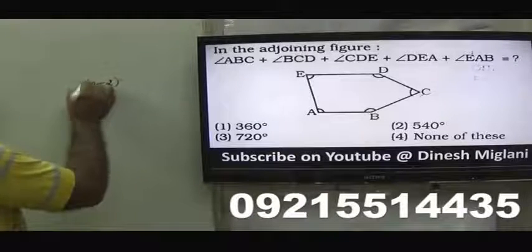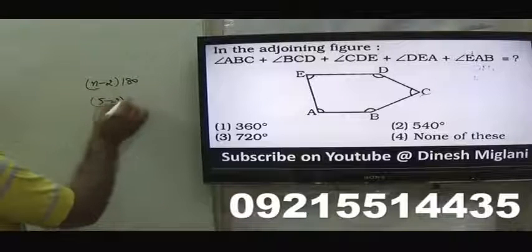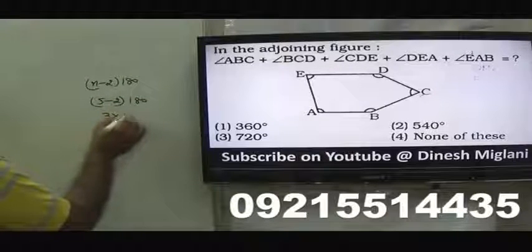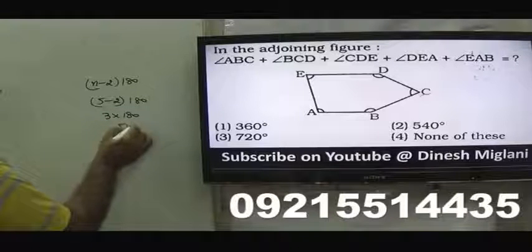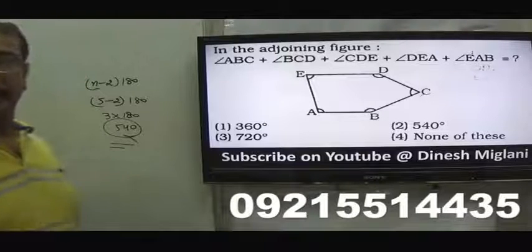N minus 2 into 180 degrees, right? Because it's a pentagon, the N must be 5. 5 minus 2 into 180. So I may say 3 into 180. 3 into 180 sum is equal to 540 degrees. Hence I can say second is my answer. 540 degrees. ये हमारा आंसर हो गया.